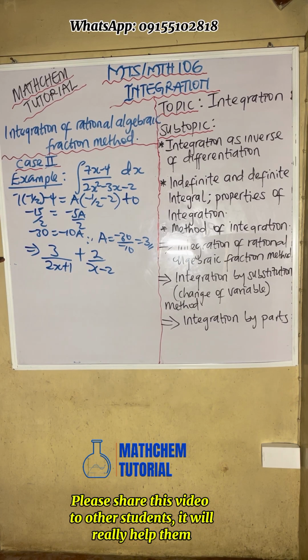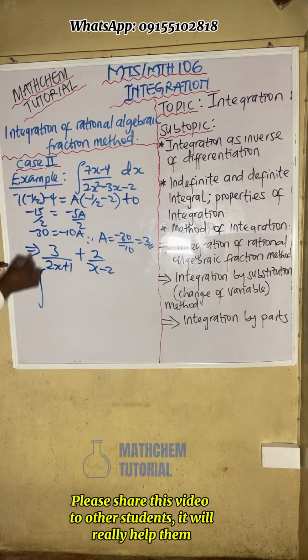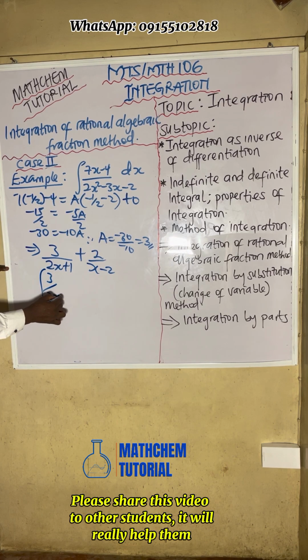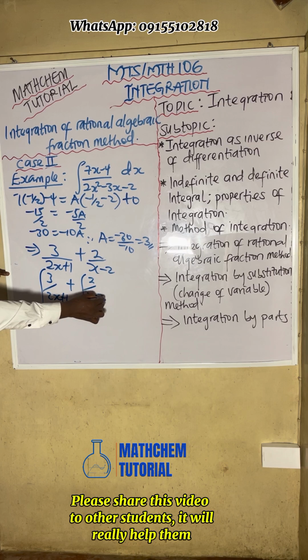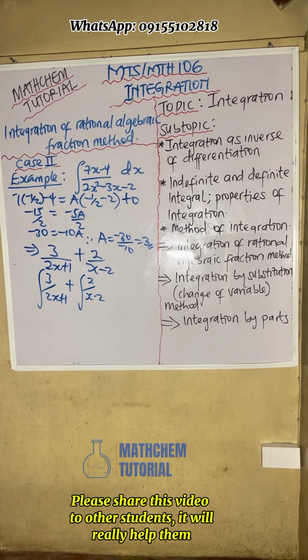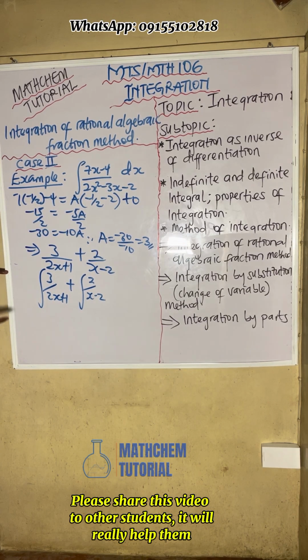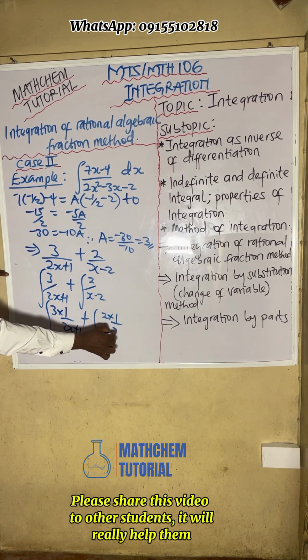So let's integrate this one by one by saying integral of 3 over 2x plus 1 plus the integral of 2 over x minus 2. So if I integrate this now, what is it going to give me? It's going to give me something like this. You're going to use that logarithm rule to integrate this now. So to give me 3 times 1 over 2x plus 1, and then for this one too, it will give me something like 2 times 1 over x minus 2.